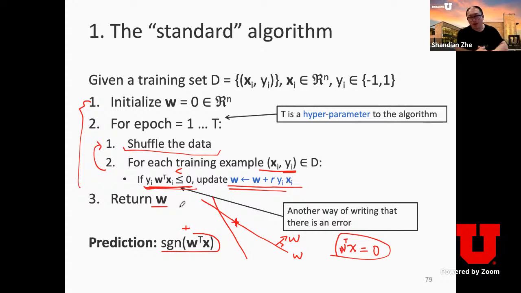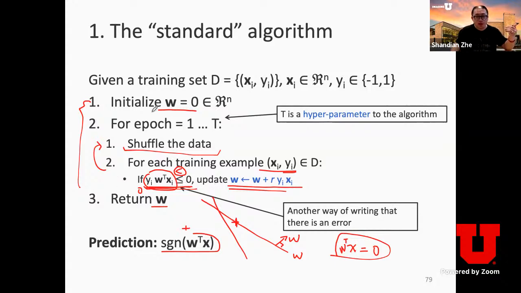Okay, so let me explain two points. First, we have to use this less than or equal to. We cannot use less than. Why? Because remember, we initialize our weight vector, including the bias, to be 0. That means whatever example we first look at, this value is always 0, because initially W is 0. And if you use strictly less than, it will mistakenly assume that you're making a correct prediction, because this inequality does not hold. It won't incur any update.